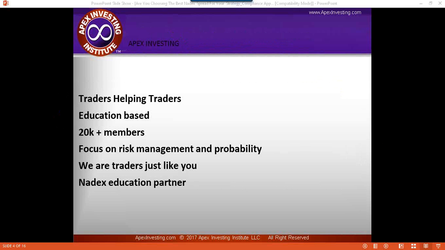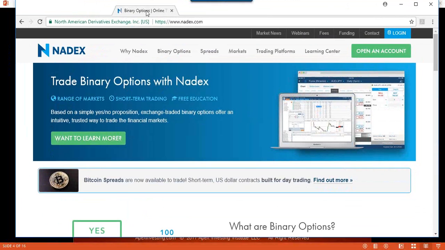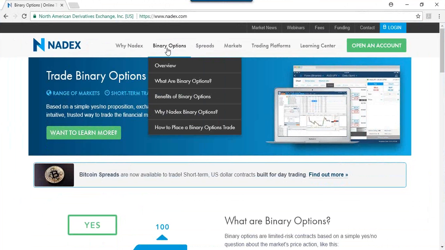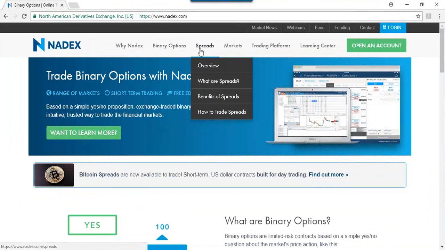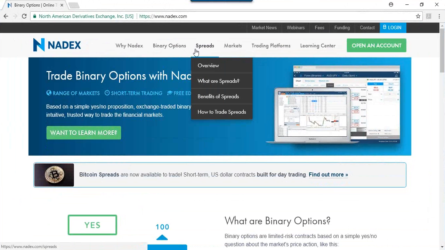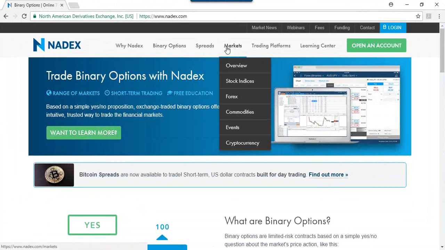So, speaking of Nadex, let's hop on over to nadex.com. Basically, Nadex offers two different products. They offer binary options and spreads. And you can go through these couple of tabs here and get some good information about the basics of binary options, the basics of spreads, what different markets they offer them on, and some of the contract specs. I want to bring your attention to a couple of places here.